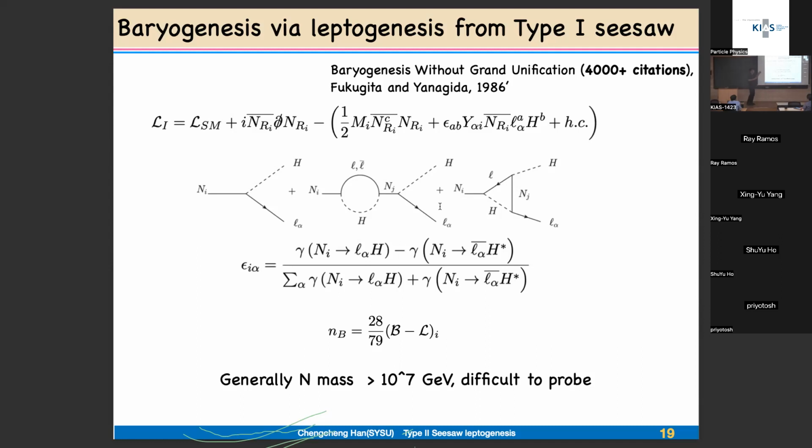But in a very natural model of this kind, they generally require the right-hand neutrino mass to be heavier than 10 to the 7 GeV, which is very hard to test. It is very good, but very difficult to test. But some people argue if we have a very small splitting between these two right-hand neutrinos, then they can enhance the lepton symmetry, and the mass can be smaller. These days many people study this special scenario. The mass splitting is very, very tiny, which is not natural, I think.